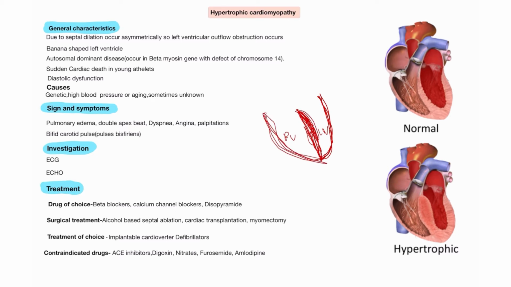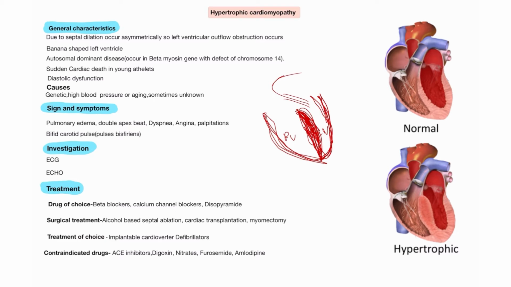Here you will see the dilation of the septum occur abnormally. So there is no outflow of the blood in this. From this, outflow does not occur. So you will see the cavity, you will see the narrow cavity appear. Here you will see the narrow cavity.